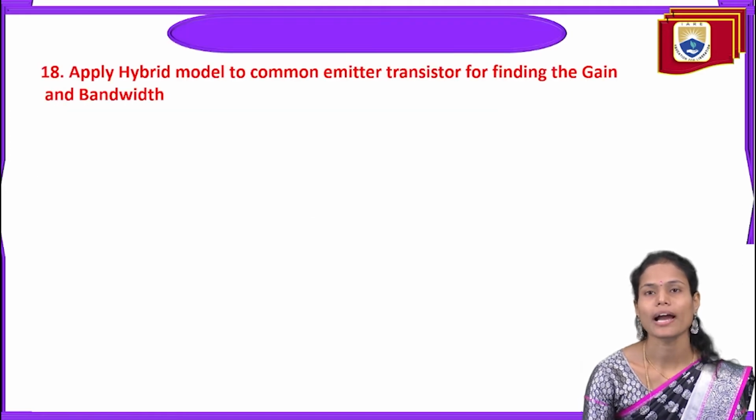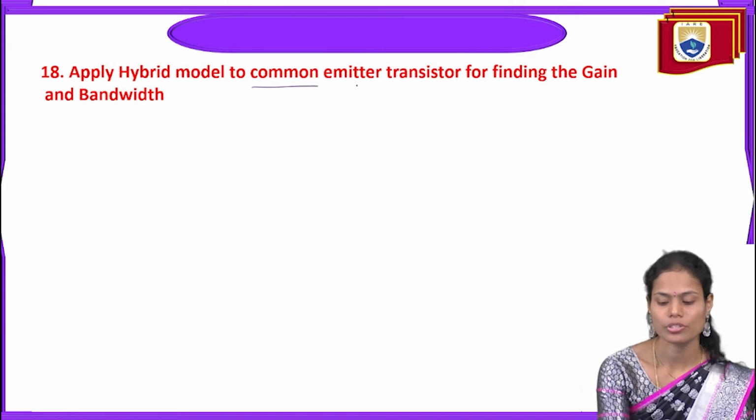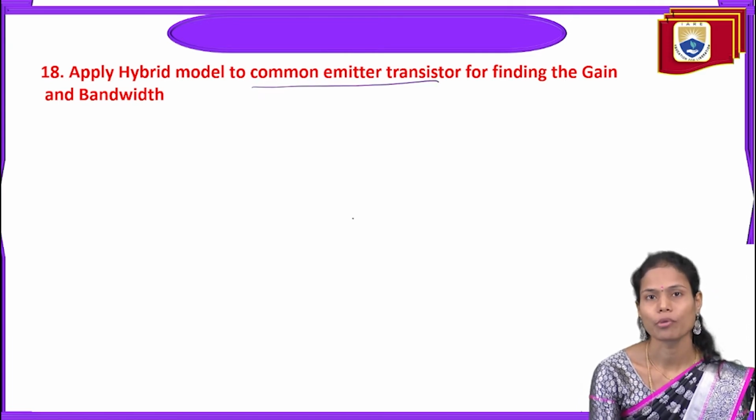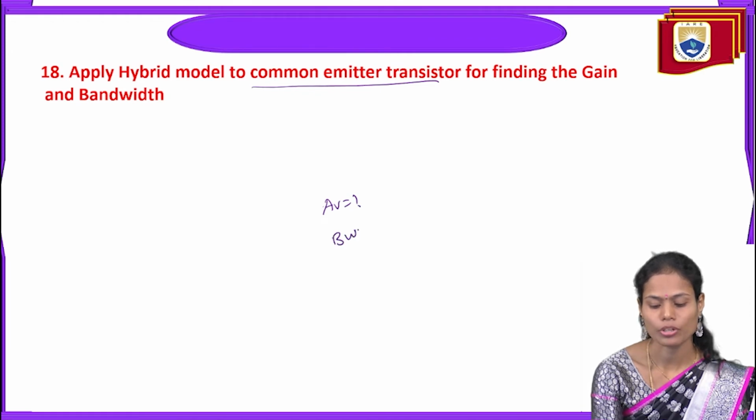And next, apply the hybrid model to the common emitter transistor for finding the gain and bandwidth. So this one we already discussed in the previous slides. For the common emitter transistor, we have to apply the hybrid pi model, and after applying it, we need to find the voltage gain value, as well as how much bandwidth we are getting.